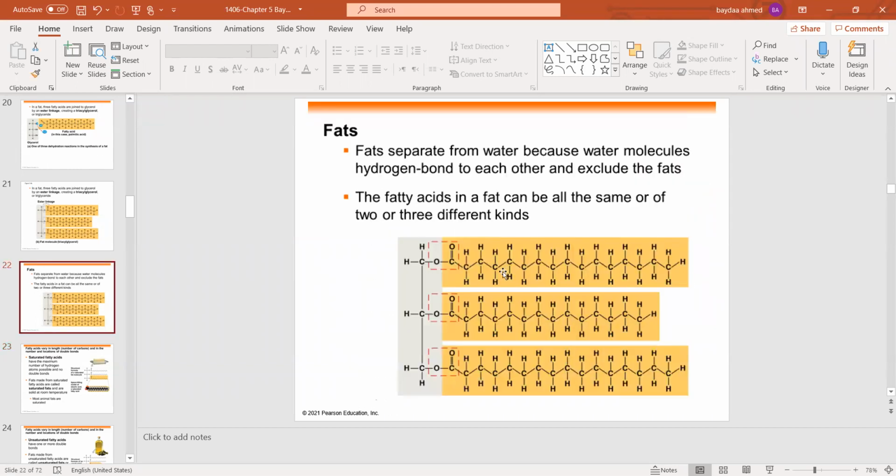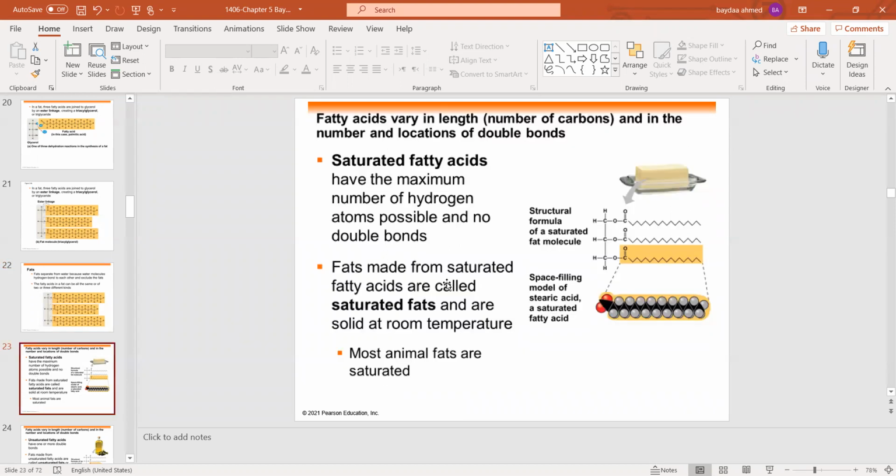So this is a saturated fatty acid, since there are no double bonds between the carbons that form the carbon skeleton of the fatty acid. This type of fatty acid is saturated with hydrogen. Each carbon is bonded with two hydrogens. So this type of fatty acid is a saturated fatty acid.